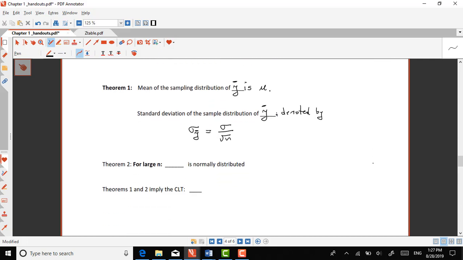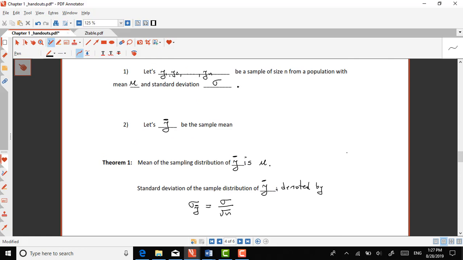Because look at the variability. The variability of that distribution for the mean is going to be the variability of the original variable divided by the square root of n. So is it going to be smaller or larger? It's going to be smaller. Can you see that? It's going to be smaller.